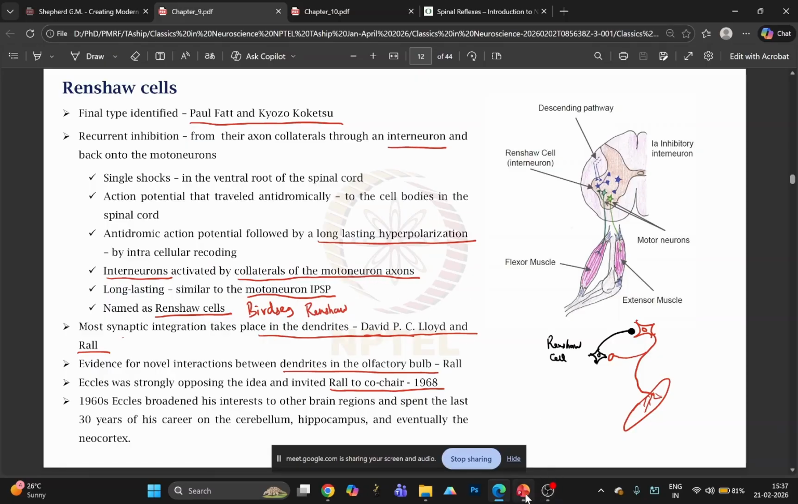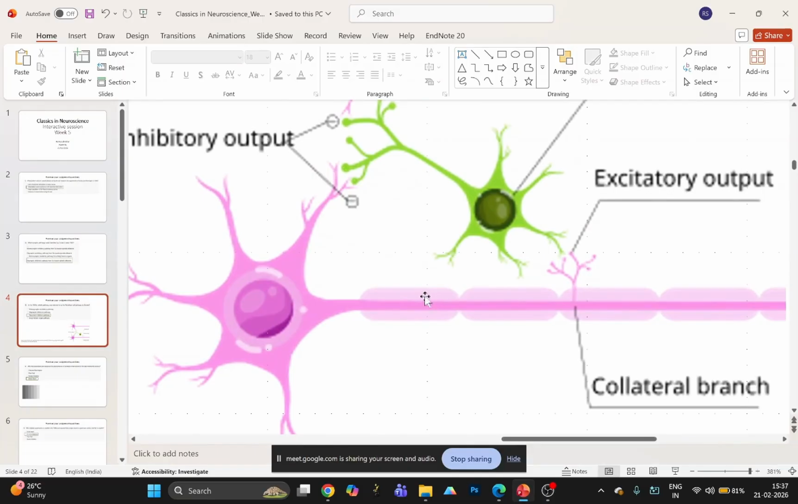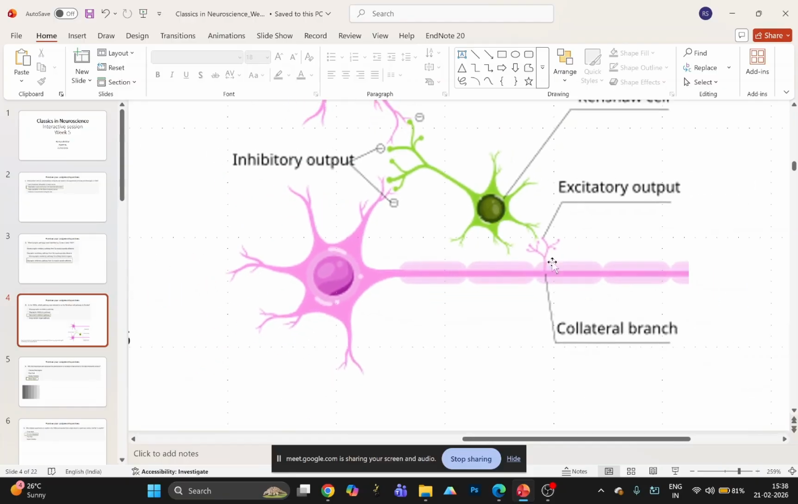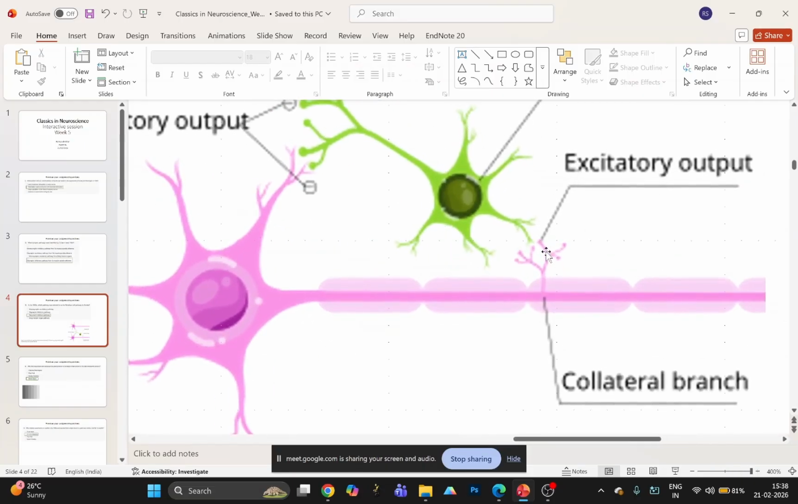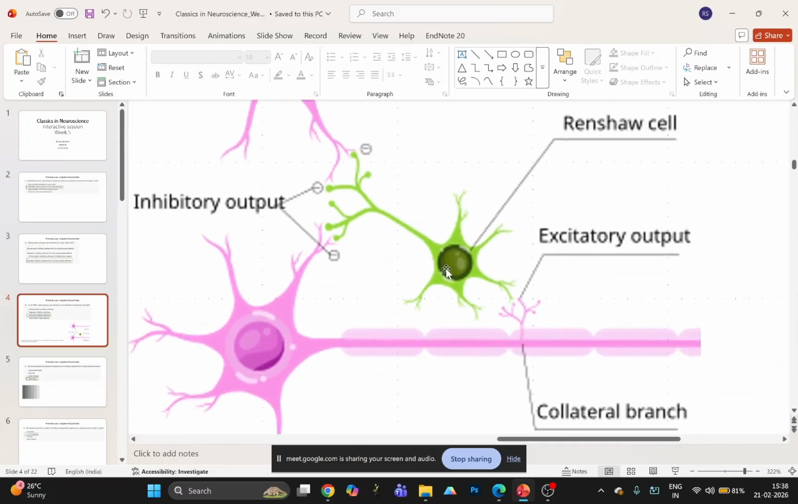So what does that mean? The branches of axons are called collaterals, axon collaterals. Here you can see that there is this collateral branch coming from this axon. So the axon was getting excited, giving an excitatory output. But these collaterals were synapsing with certain interneurons.